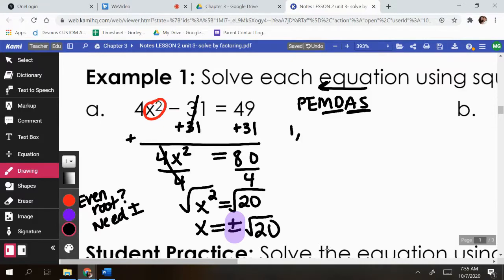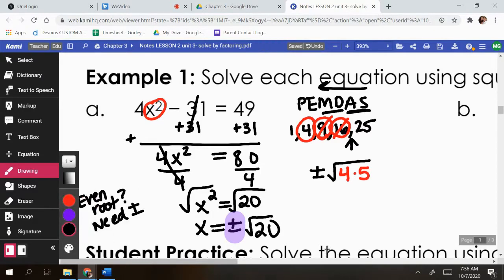1 squared is 1, 2 squared is 4, 3 squared is 9, 4 squared is 16, 5 squared is 25, and you can see I went past 20. 20 lies somewhere in between here, and I need to determine what the largest perfect square is that 20 is divisible by. Is 20 divisible by 16? No. Is 20 divisible by 9? No. Is 20 divisible by 4? Yes. So I can break 20 down into 4 times what? 4 times 5 is 20.